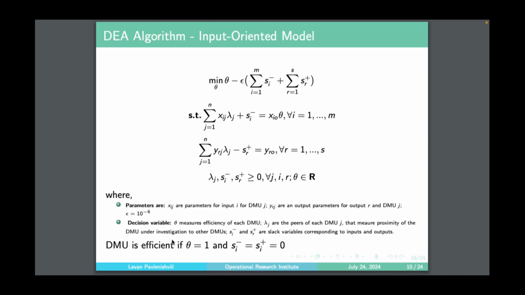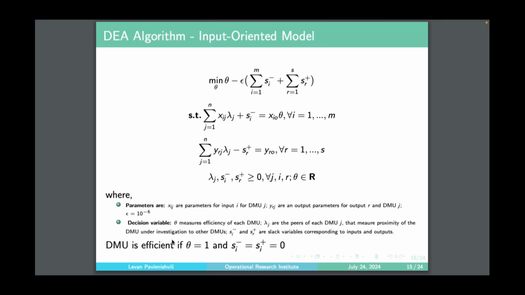So what I'm doing here is we have an input parameter. We are multiplying each input parameter by lambda j, and lambda j is a distance, the peers of each DMU j. It measures the proximity of the DMU under investigation. So it is a decision variable. This is my data here, and lambda j is my decision variable as well as the slack.